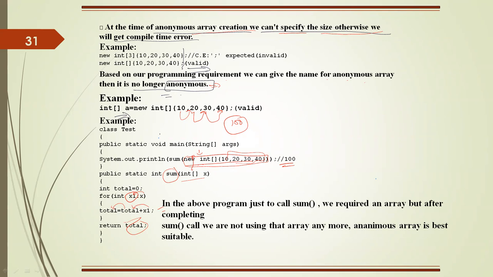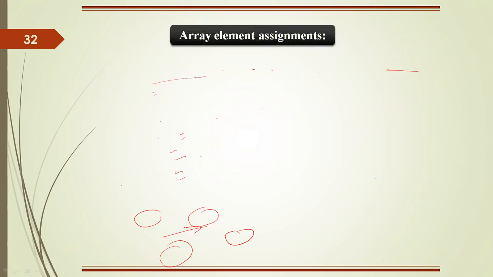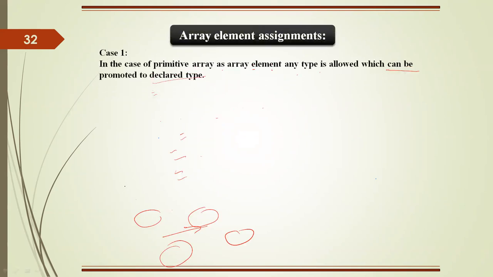Like that, this is the example. In the above program, just to call sum, we require an array, but after completing the call, the array is no longer needed. You can go and just try and run this example. I have said so. Now, array element assignment. How to assign the array element? First case.